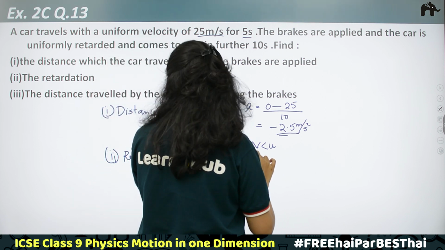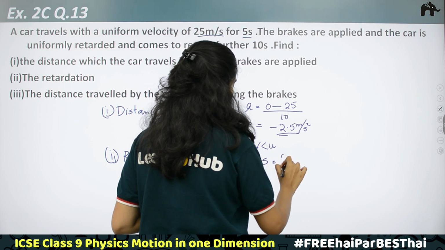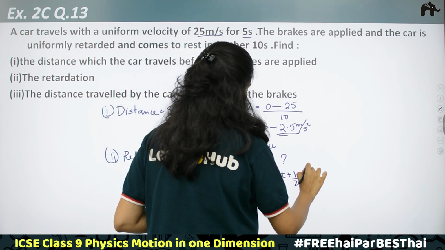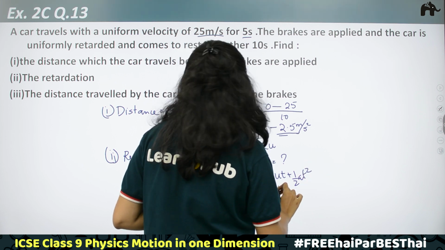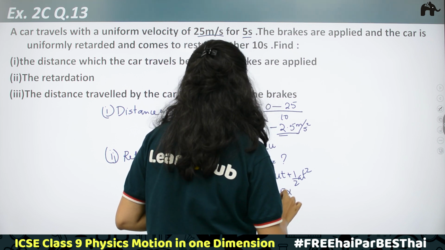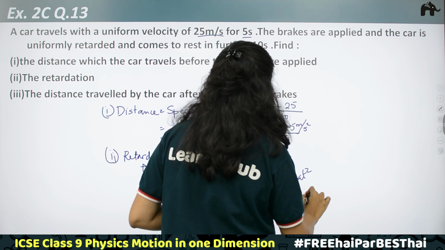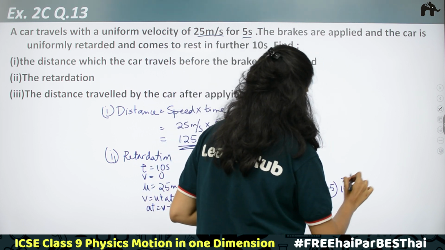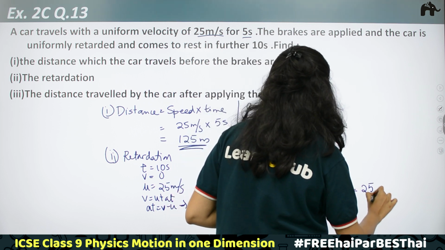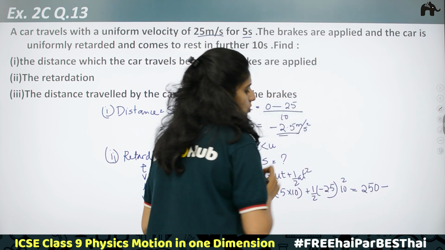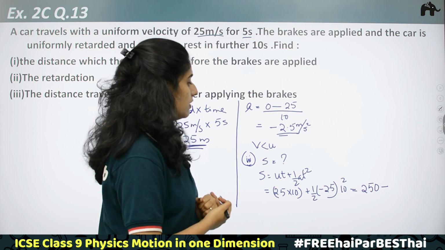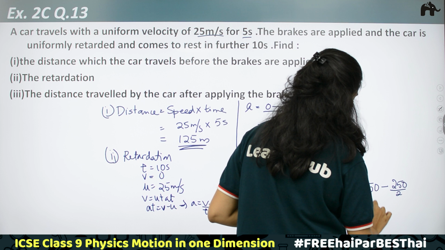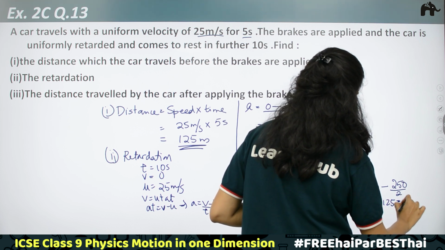So for the third part of the question, how to find S? S is equal to ut plus half at square. Here u is equal to 25, t is equal to 10 seconds, plus half into acceleration minus 2.5 into t square, that is 10 square. That is 25 into 10, 250, minus 2.5 into 10 into 10, or 2.5 into 100. 2.5 into 10 is 25, 25 into 10 is 250, 250 divided by 2. So 250 minus 125, which is equal to 125 meters.